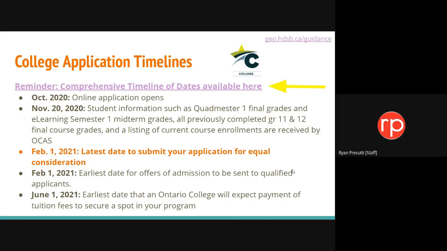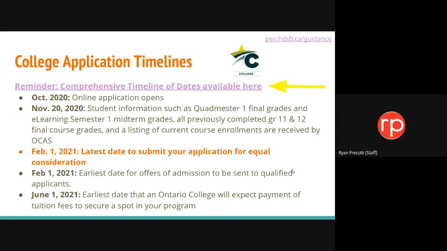On November 20th, all of your student information, such as any final quadmester 1 grades, your e-learning midterms if you are in an e-learning course right now in semester 1, and any previously completed grade 11 and grade 12 final course grades will be sent to OCAS, as well as a list of all the courses that you are scheduled to be in for this upcoming school year. So on the 20th, all the information we have on file is sent to OCAS, the Ontario College Application Service.